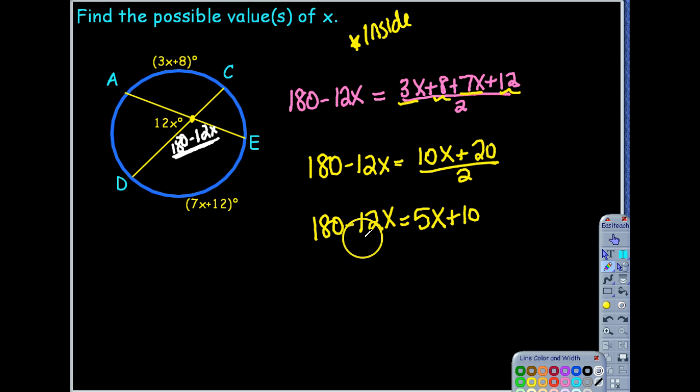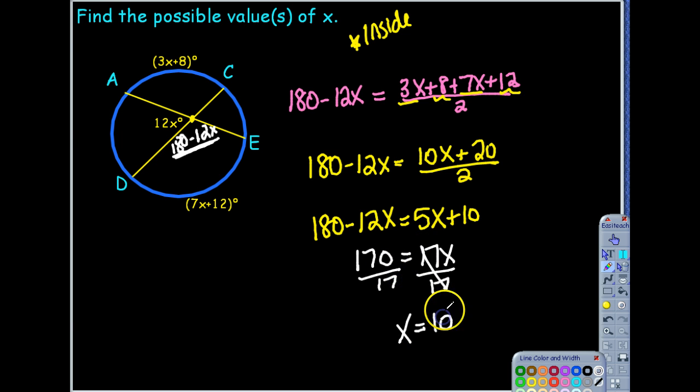Right. So let's add 12x. Okay. So I'm going to get a 17x on that side. And then I'm going to subtract the 10, so I get 170. And then divide by 17, and I get x equals 10. Awesome. Now, is that what they asked us to find, was just x? It said find the possible value or values of x.